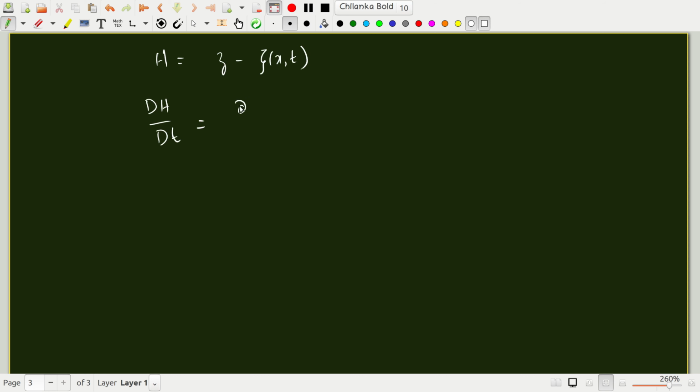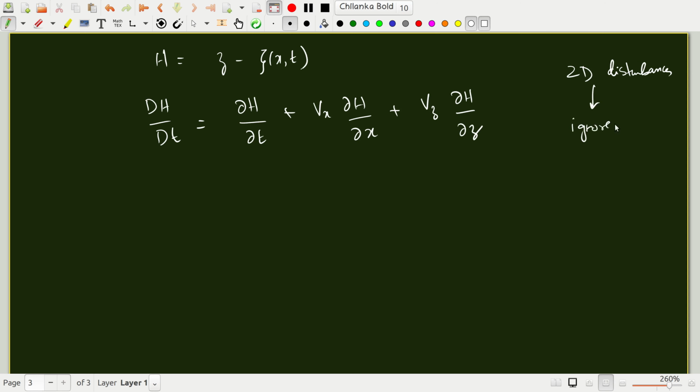so I have to write partial h partial t plus v dot grad h, that is, vx partial h partial x. I'm going to assume two-dimensional disturbances in the sense that we ignore y variations. So I'm not going to write the y part here. So dh/dt is nothing but minus d zeta/dt. Partial h partial t is nothing but minus partial zeta partial t because z is a coordinate direction. Plus vx partial h partial x, and that is minus partial zeta partial x. So this is minus.